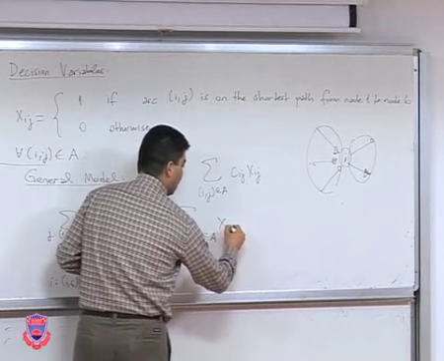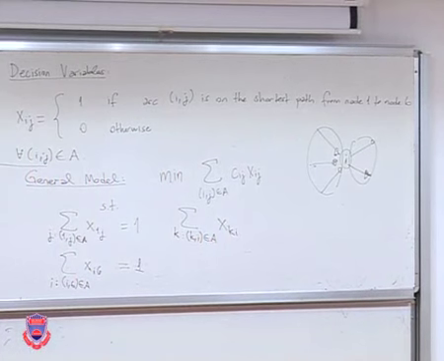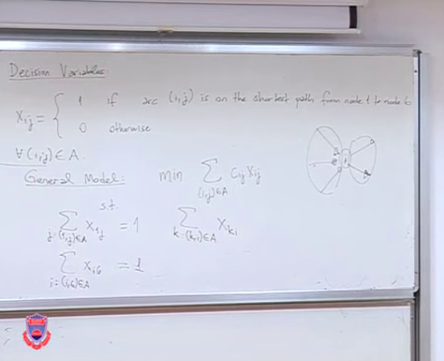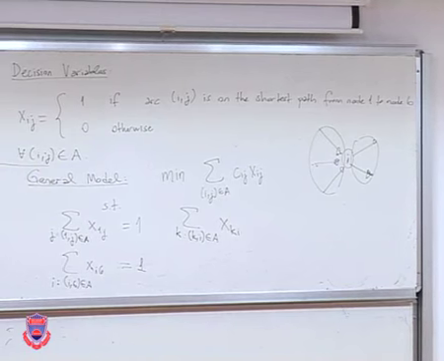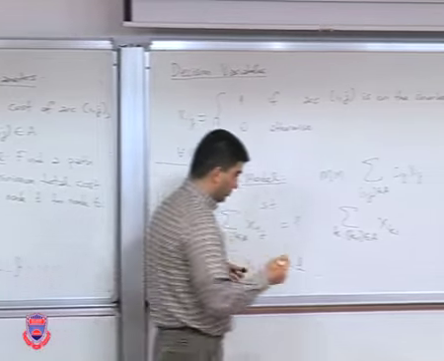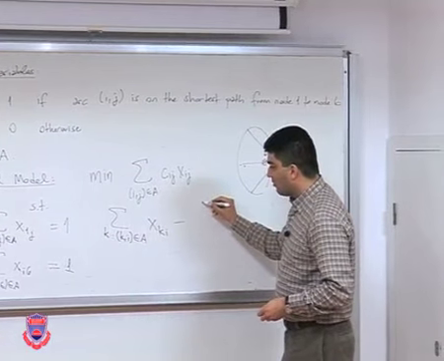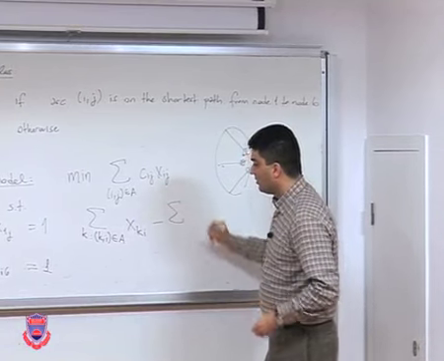And I'm going to write x_ki. So what is this expression? This is the total number of flights I'm taking into node i, basically. Okay? So from this, I'm going to subtract the number of flights I'm taking out of node i.